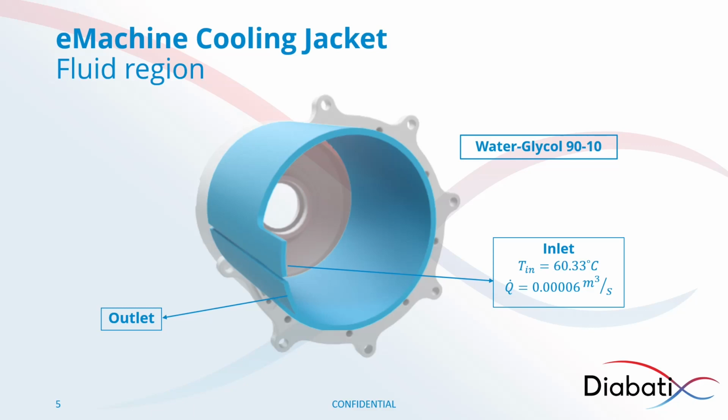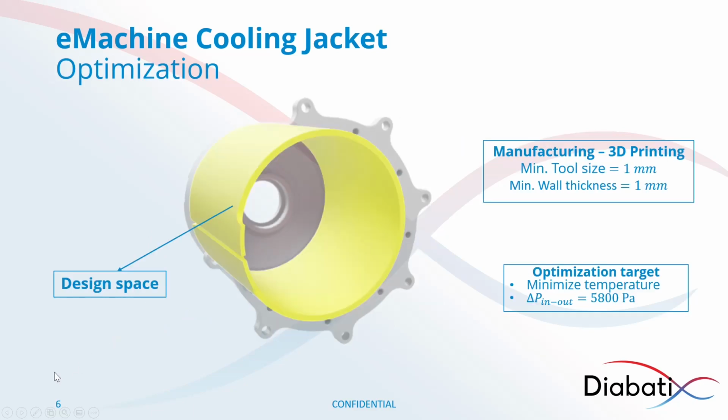You also have some of the boundary conditions mentioned over here. The inlet temperature of the fluid is around 60 degrees Celsius. You also have the volumetric flow rate that's mentioned here. It's about 6 times 10 to the power minus 5 meter cube per second. And you also have a constant pressure outlet for this case. Let's look at the design region next on the next slide.